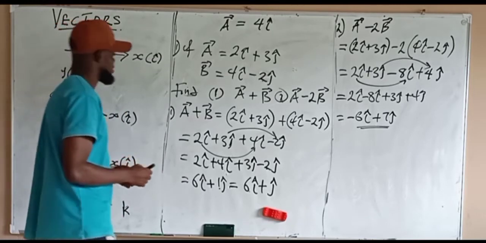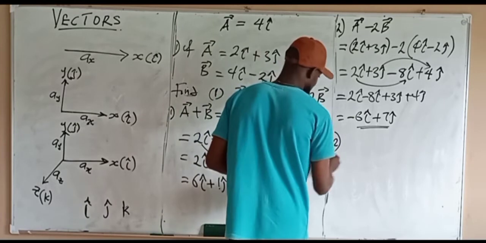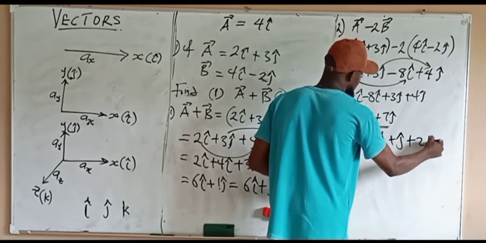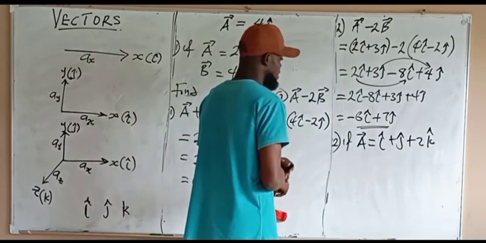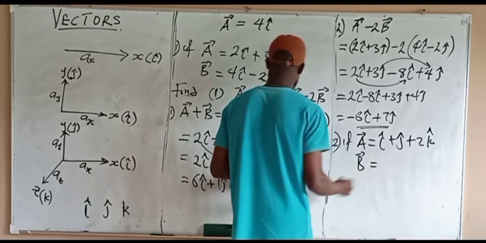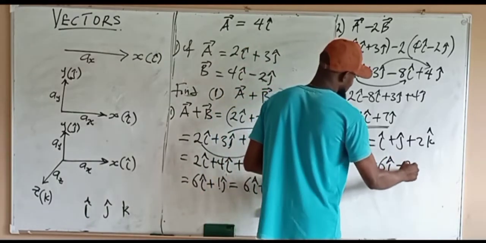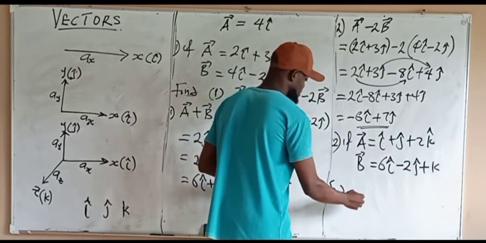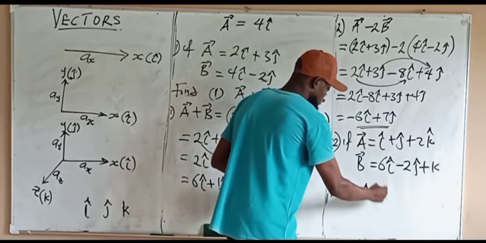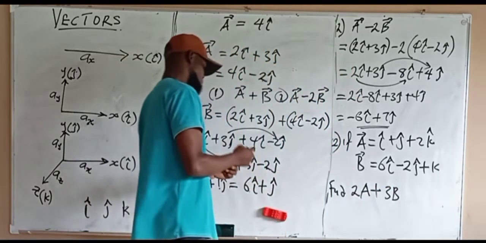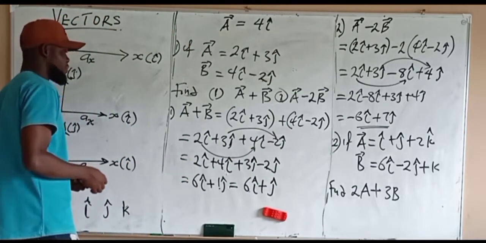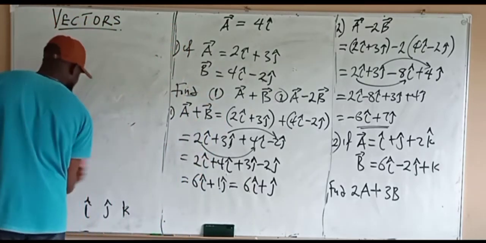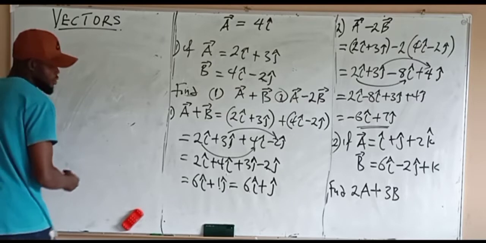So let's look at another one, another sweet question. Let's see question 2 now. If vector A equals I plus J plus 2K, and vector B equals 6I minus 2J plus K, find 2A plus 3B. What will be the value of 2A plus 3B? So let's do that.